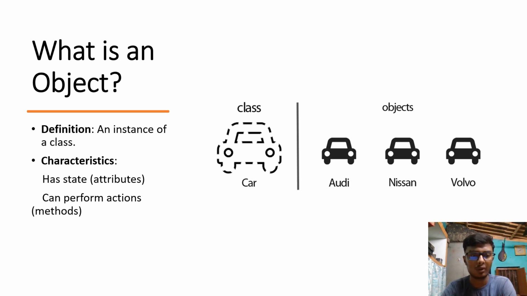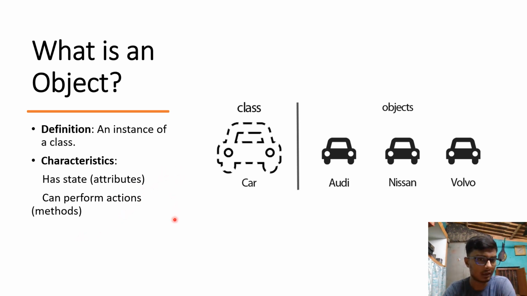So what is an object? When you define an object, it's simply an instance of a class. That means when we create an object by using a class, we say we have created an instance of a class. It has two things: one we call attributes and the other is called methods.